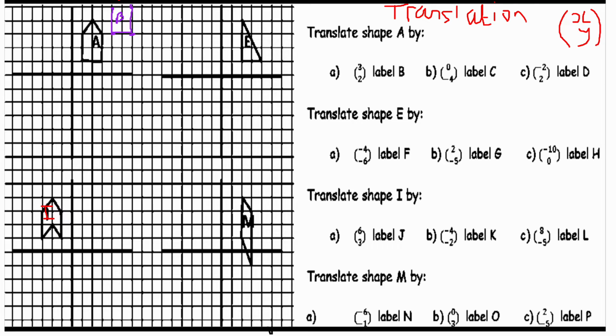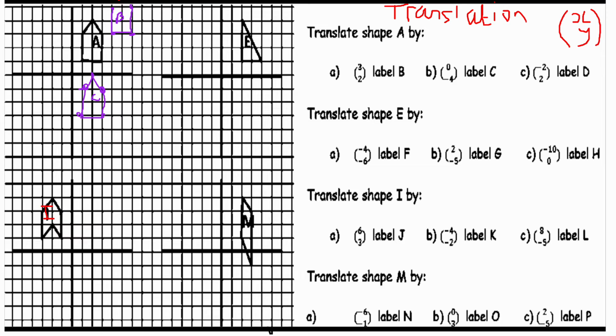Part B: (0, -4), label it as C. It's not moving in the x direction, but it's going down 4 units. 1, 2, 3, 4. So we're going to put a dot there. The next point is going to be there, and the final point is going to be here. Then let's just join our points up. It's still the same shape, and that's going to be shape C. So (0, -4) means that it's gone down 4 units in the y direction.